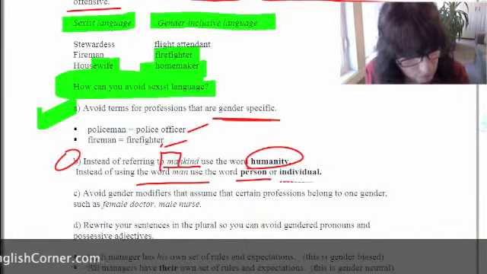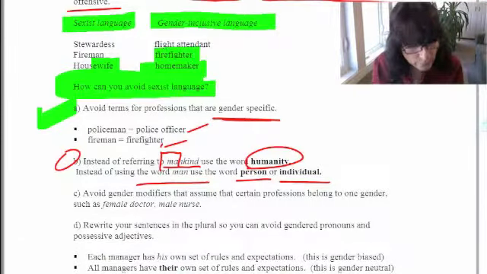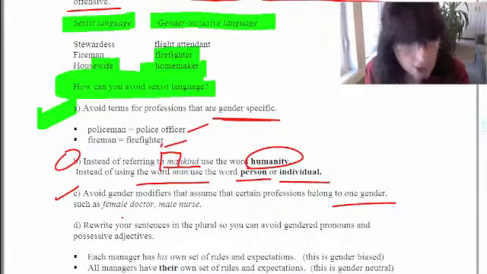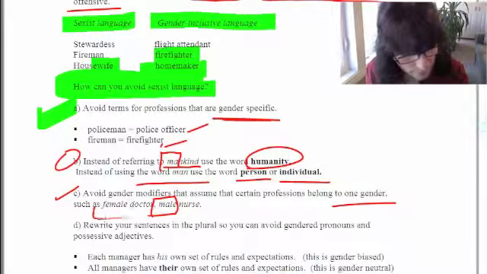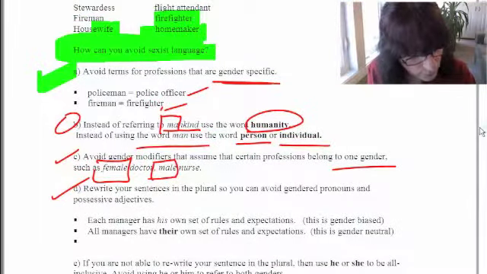Instead of using the word man, say a person, an individual, people. Don't just refer to males. Another pointer is to avoid gender modifiers that assume that certain professions belong to one gender, such as saying she's a female doctor or he's a male nurse. Avoid that.